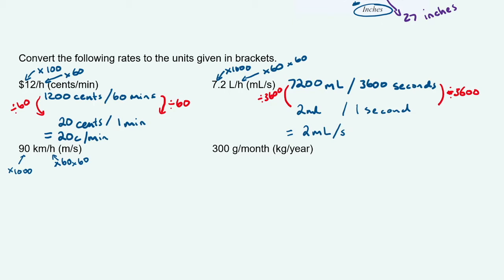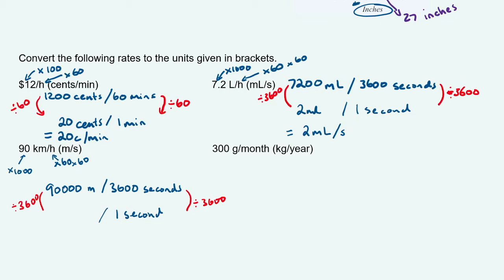So I'll do that. 90 times 1,000, well, that's 90,000. And that's meters. All right, and then we saw before that that's 3,600 seconds. Same process, divide by that second number to get the single unit. All right, obviously that's going to be 1 second as we saw before. And then 90,000 divided by 3,600. Well, that comes out to be 25.